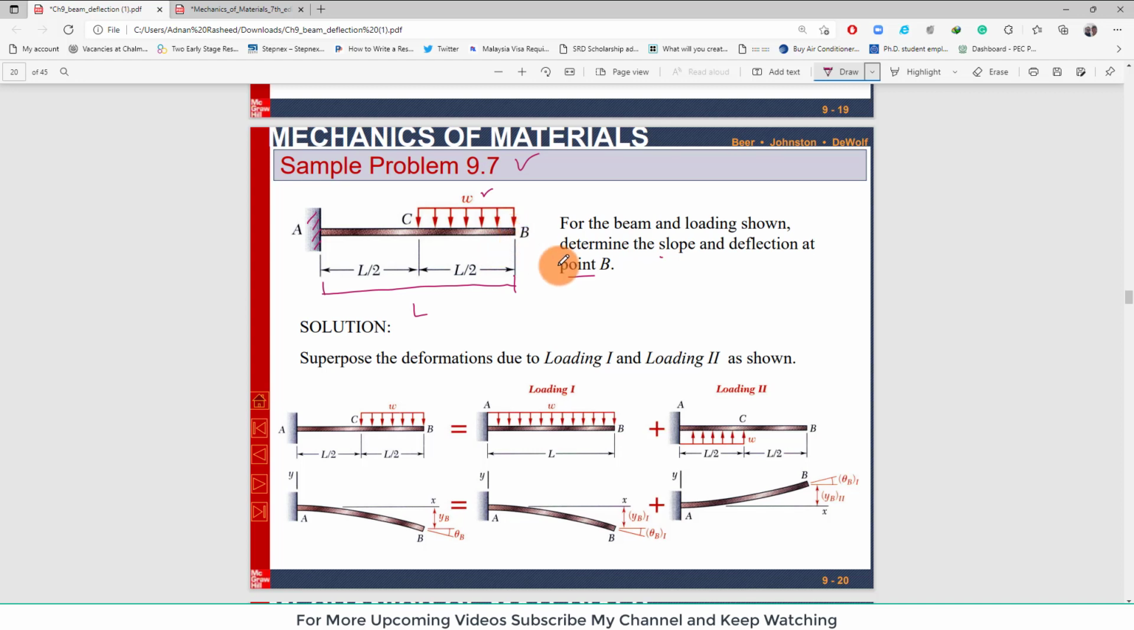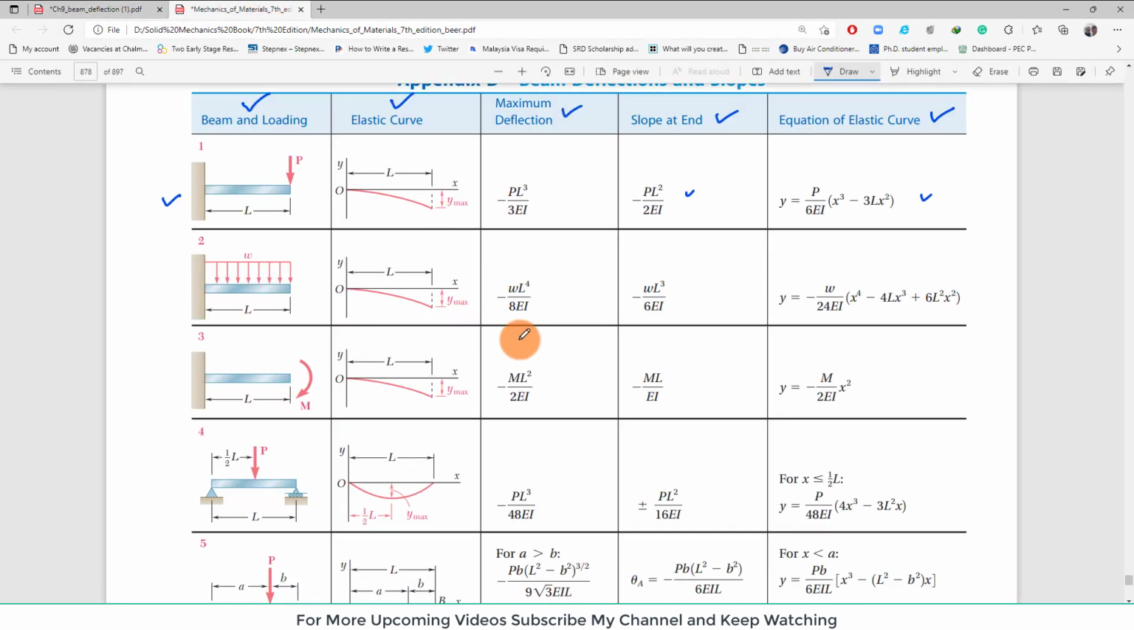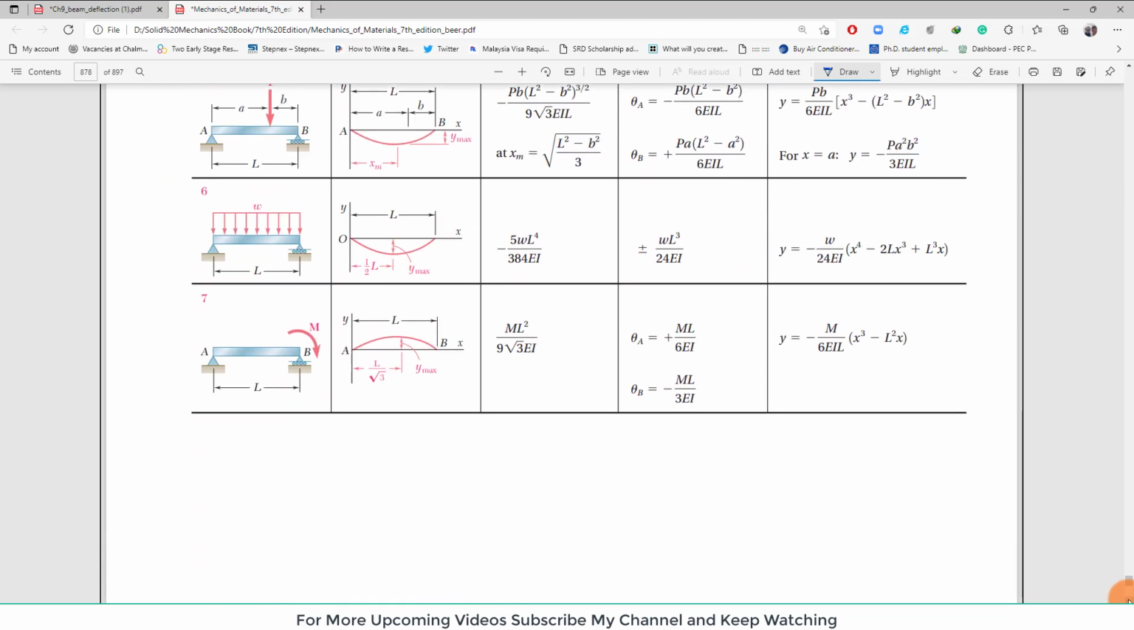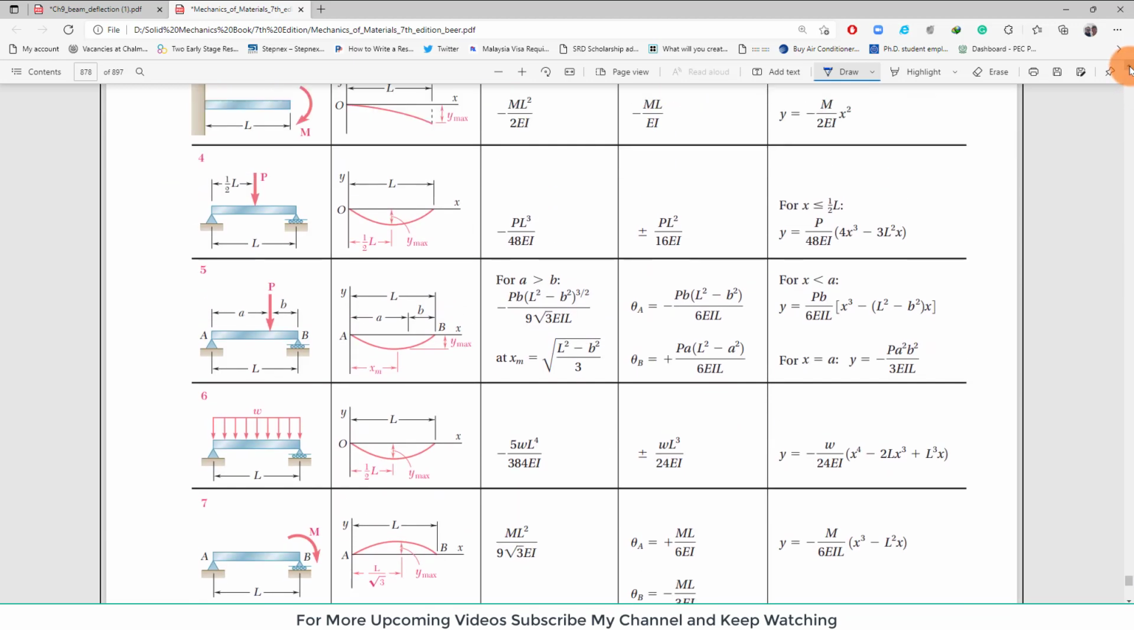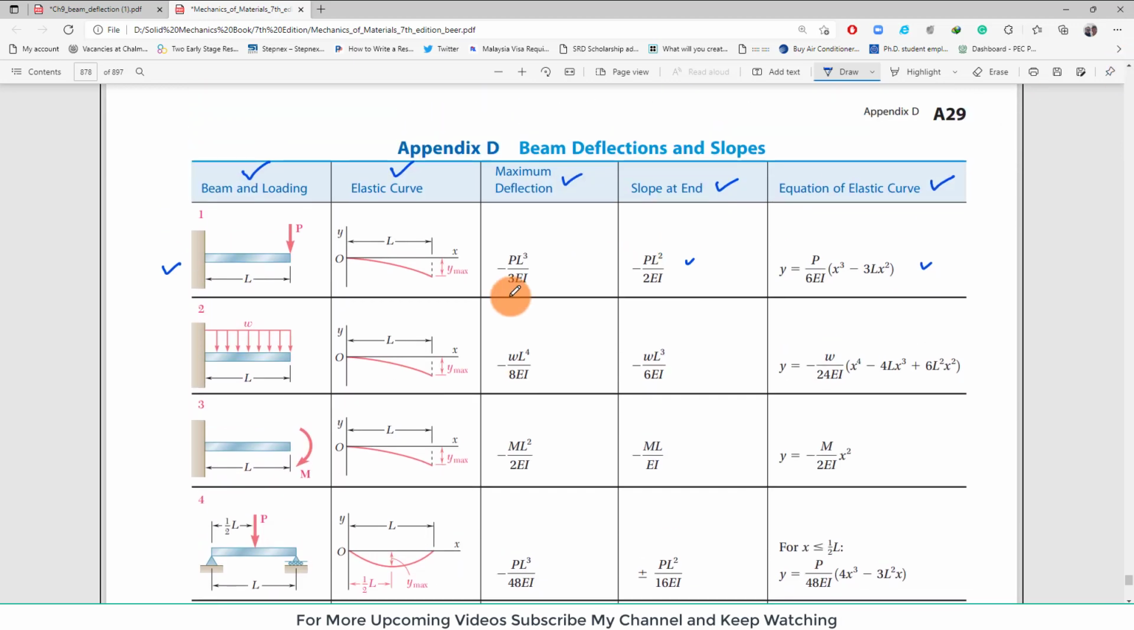So you have been asked to find the deflection at point B. Clear? And the slope at point B. Now if you look at this figure, it is not available in this table. Let me show you the whole table. So this figure is not available in this table. So what we will do, we will use the method of superposition in order to convert the beam into this.